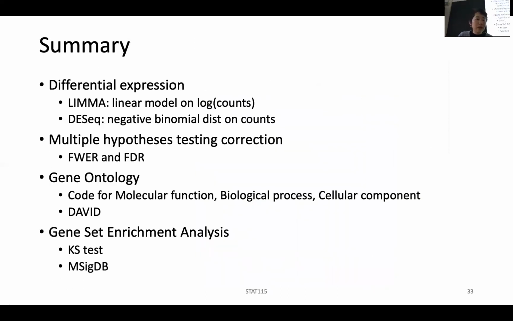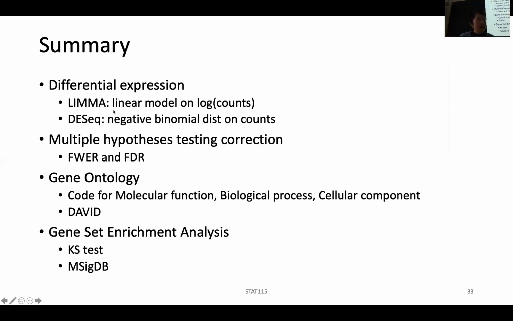So I want to do a very quick summary. Basically, for gene expression, differential expression, if you take the log of the counts, then you can basically normalize the data. Once it's normally distributed, you can use some linear models, t-test. But you can also just use it directly on the counts, which follow a negative binomial distribution, and you can use DESeq. And for both methods, they try to estimate or stabilize the variance that you measured from very few replicates by borrowing information from all the other genes.